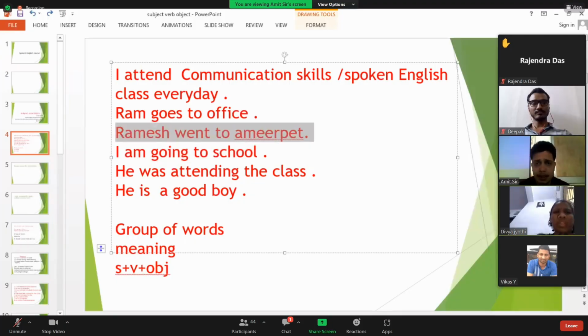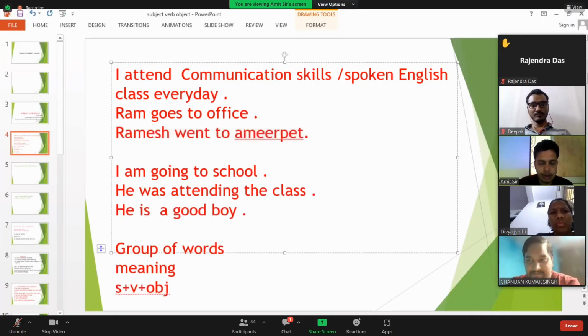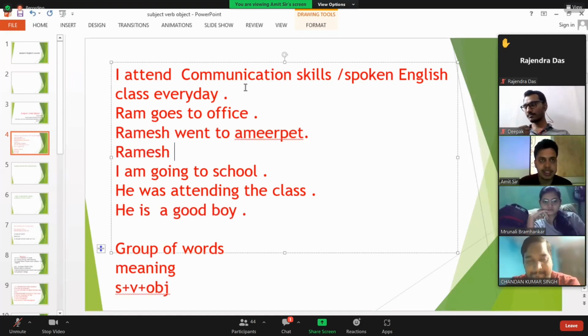రమేష్ అమీర్పేట వెళ్ళాడు. Ramesh, ready, go there. One by one, I'll take all the languages. According to Ramesh Amirpet Gaya, if I write the exact thing according to your sentence: Ramesh, Amirpet, Gaya.